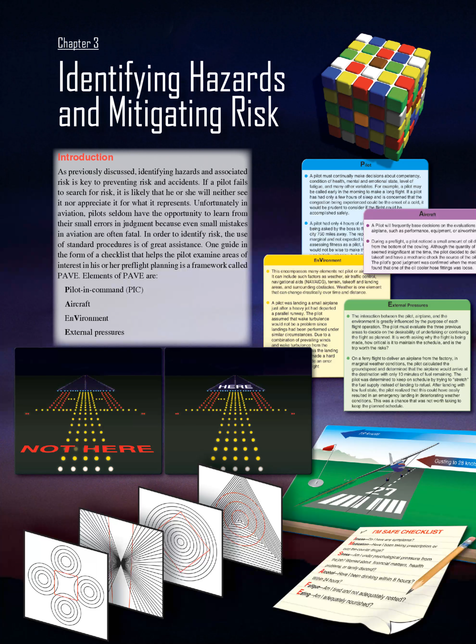Chapter 3: Identifying Hazards and Mitigating Risk. Introduction. As previously discussed, identifying hazards and associated risk is key to preventing risk and accidents. If a pilot fails to search for risk, it is likely that he or she will neither see it nor appreciate it for what it represents.